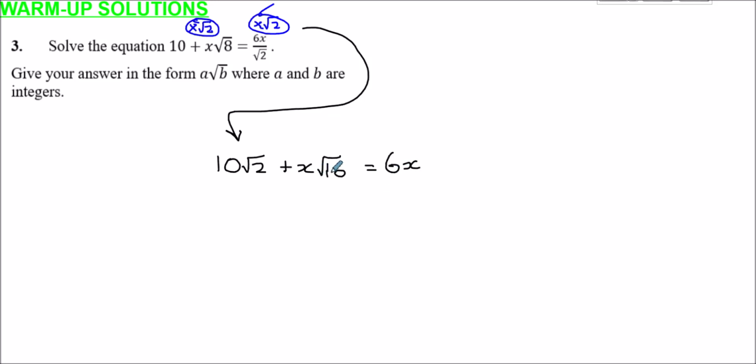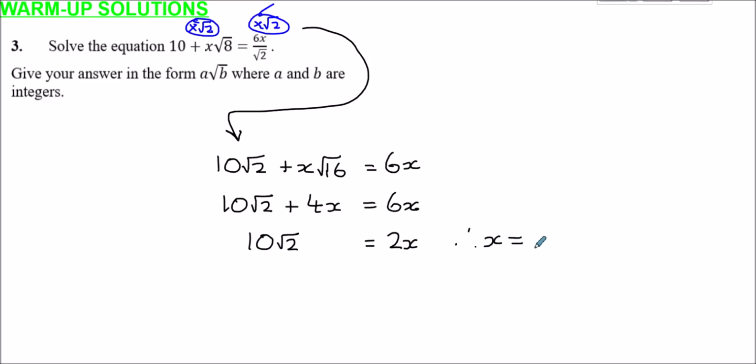Now root 16 is 4, so we can simplify this and say it's 10 root 2 plus x times 4, in other words 4x, equals 6x. Subtract 4x on both sides, we get that 10 root 2 must equal 2x, and finally dividing through by 2, we see that x will have to equal 5 lots of root 2. And that's ours done.